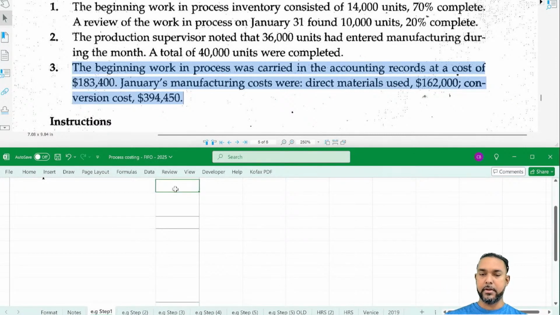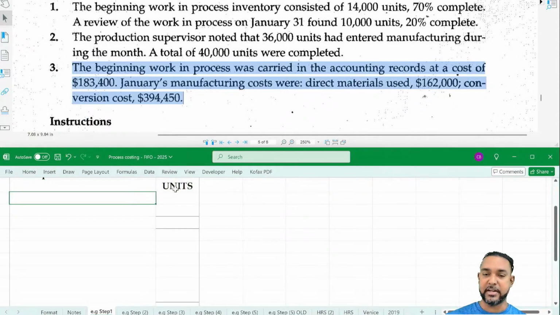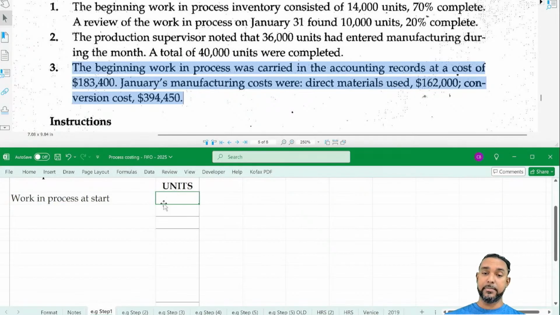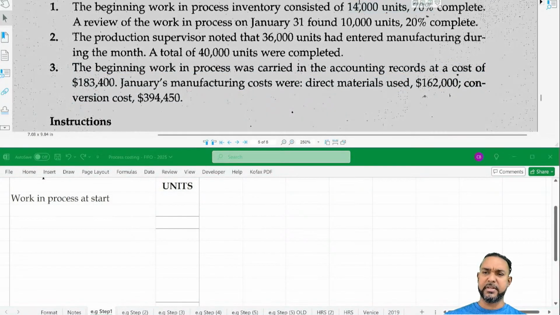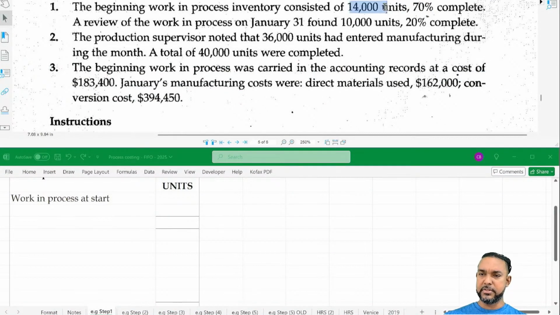So I'm just going to head up here, units. Normally they say physical units, but I didn't want to put all of that, so I just put units. We're going to start with the work in process at start. If you want to put beginning work in process, beginning WIP, all of that is fine. There's no one and only thing that is acceptable for you to write to identify that item. Now you started with 14,000 units, 70%. Don't worry about the percentage right now. So 14,000 units at start.